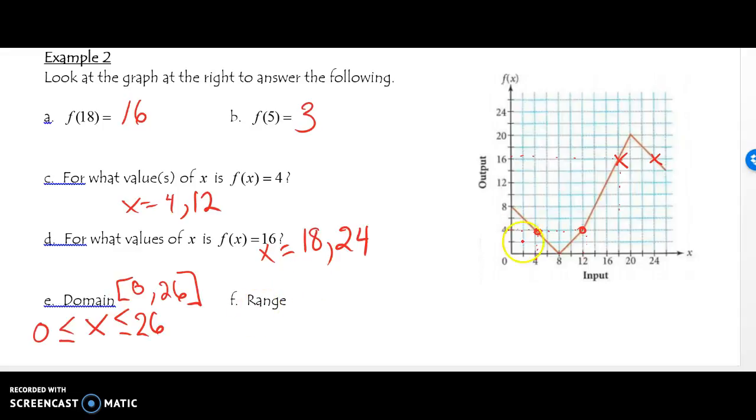The range, we're looking at the height or the y values. Our y values go as low as 0 and as high as 20, which we could write 0 to 20 using interval notation.